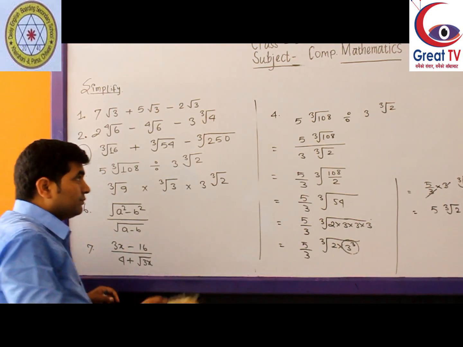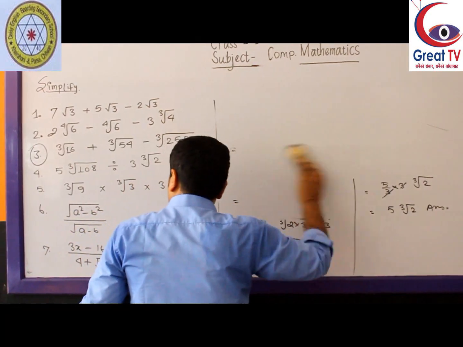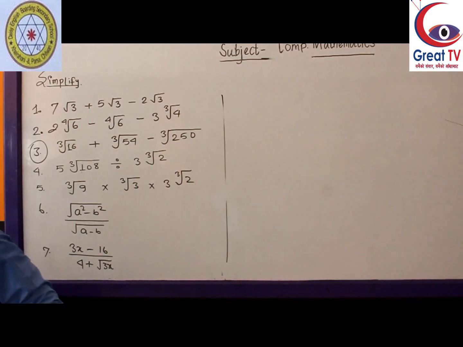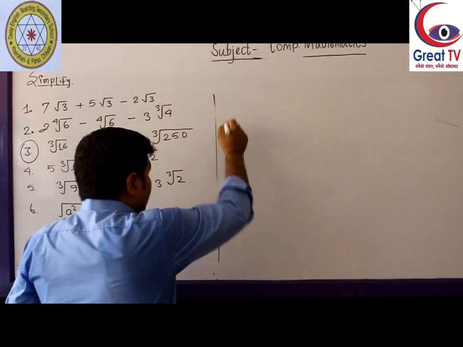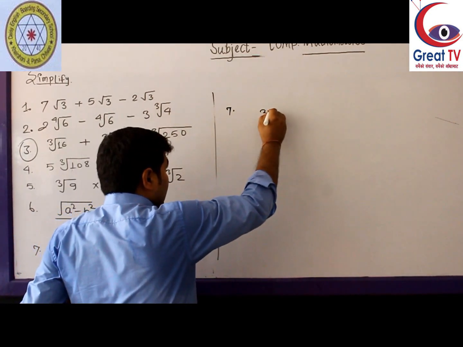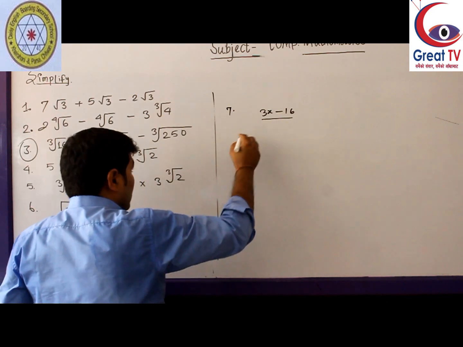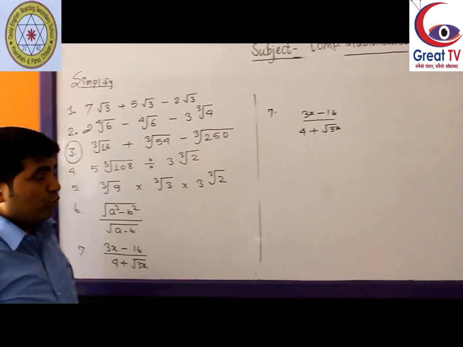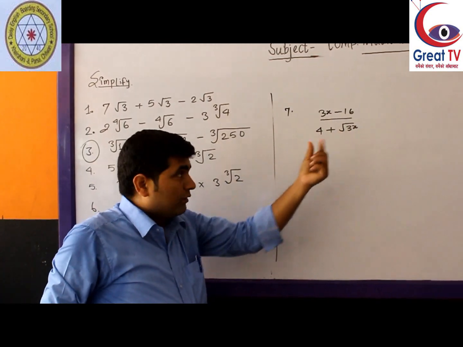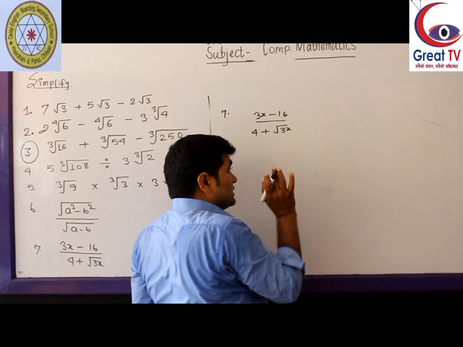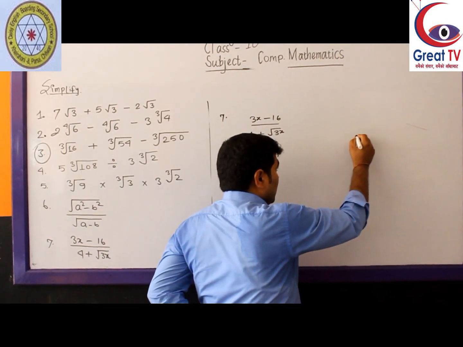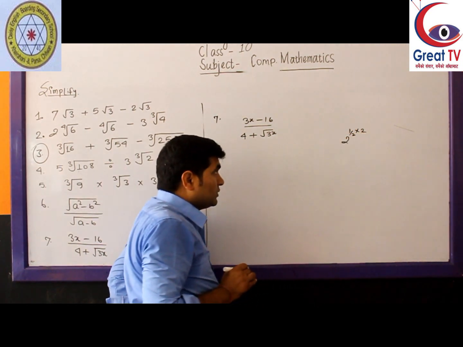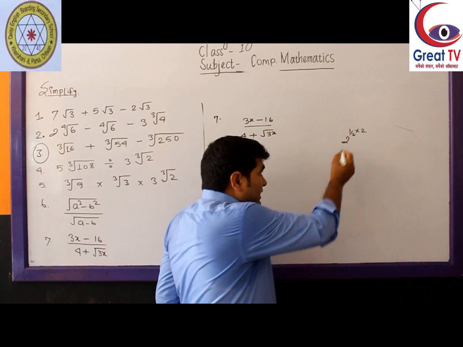Okay, now question number 7. 3x minus 16 divided by 4 plus root under 3x. Look here, how we simplify this question. For that, before starting this question, 2 power 1 by 2 into 2. We can write over this, 1 by 2 into 2.